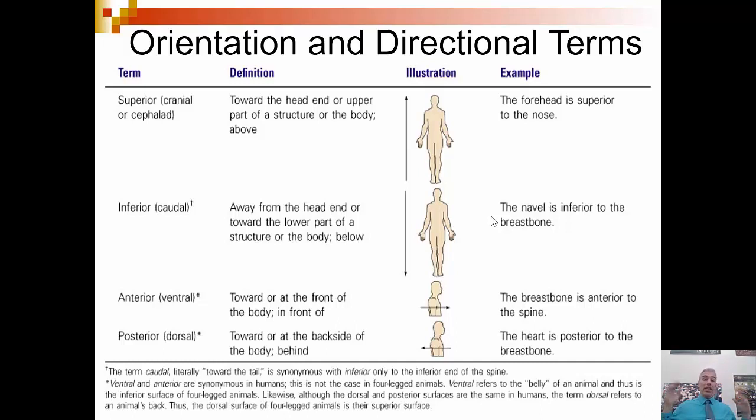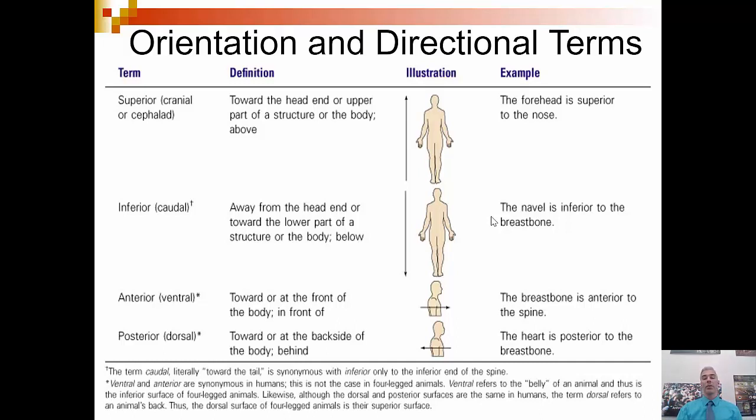If we're moving in this plane now towards the front and the back of the body, we have anterior and posterior. Anterior means towards the front of the body. Posterior means towards the back. Now again, we have two other words that we can use here, ventral and dorsal. Ventral also means towards the front. Dorsal also means towards the back. You've heard of a dorsal fin on a dolphin or a shark, right? It's in the back of their body.